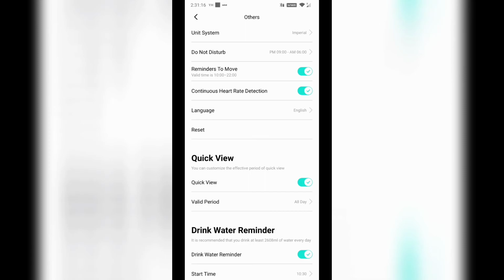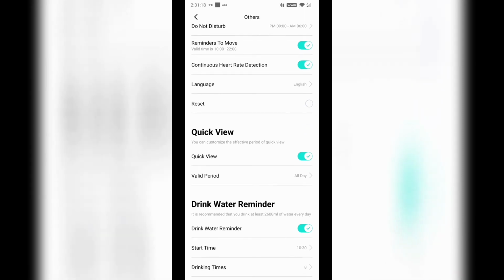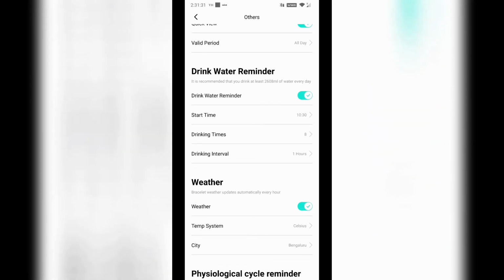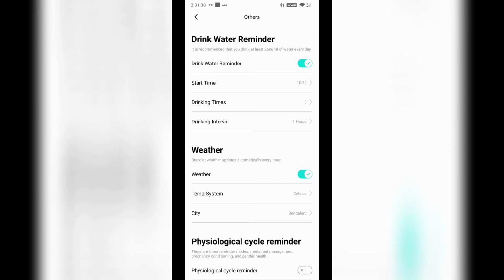Continuous heart rate detection: if you enable it, the watch will read your heart rate continuously. And then you can select the language, reset, quick view, valid period, and drink water reminder. The drink water reminder will send you a reminder to drink your water. I have set the drink water level, drinking time 8, drinking interval 1 hour.